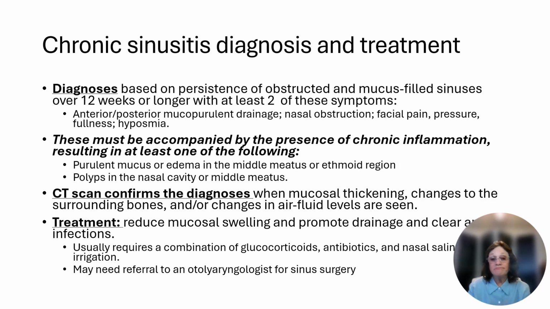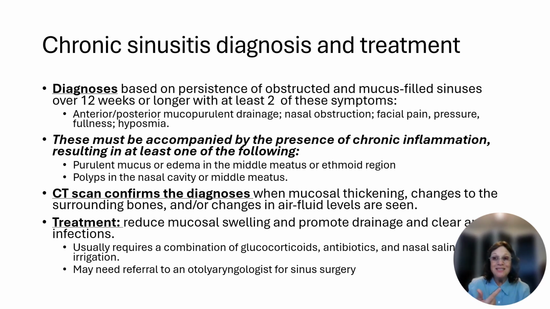We diagnose it by asking all those questions for chronic. How long has it been lasting? And if they've had at least two of these symptoms: anterior or posterior mucopurulent drainage, meaning that it's kind of a greeny, yellowy, frothy looking stuff, nasal obstruction, facial pain, pressure, fullness, trouble smelling. They can also be accompanied with presence of chronic inflammation resulting in at least one of these: purulent mucus or edema in the middle meatus or the ethmoid region, or polyps in the nasal cavity or the middle meatus.